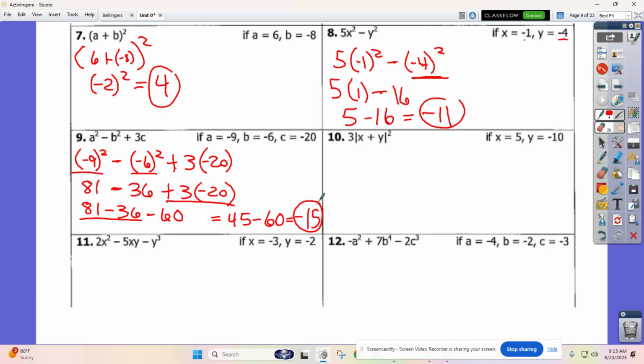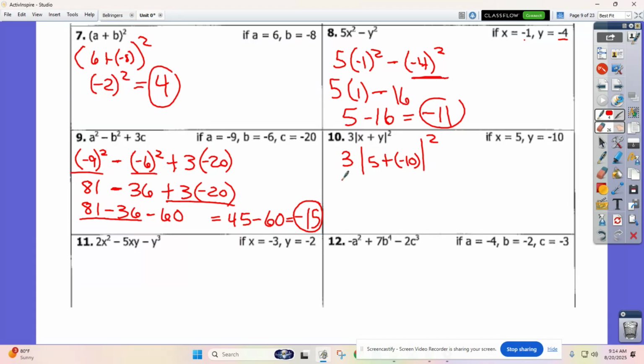All right, number 10 has absolute value bars. We have to keep them there. Remember, absolute value is a number's distance from 0. It's also considered a grouping symbol. So I need to do what's inside first and then evaluate it.